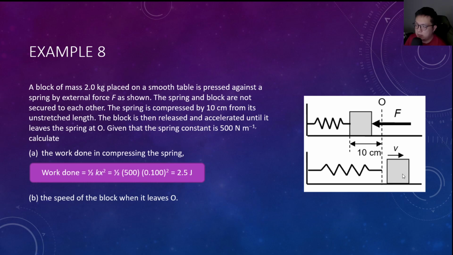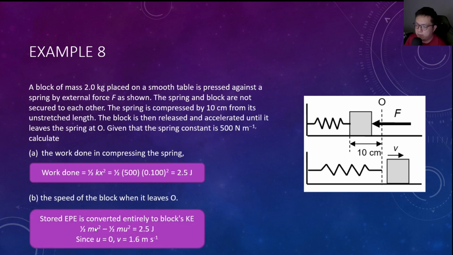Right now the block is stationary. All the EPE is used to help the block gain kinetic energy. So basically, half mv squared minus half mu squared equals 2.5 joules. Change in KE is equal to change in EPE. Since I set my u to be 0, initial speed is 0, my velocity, if you do the math, is 1.6 meters per second.